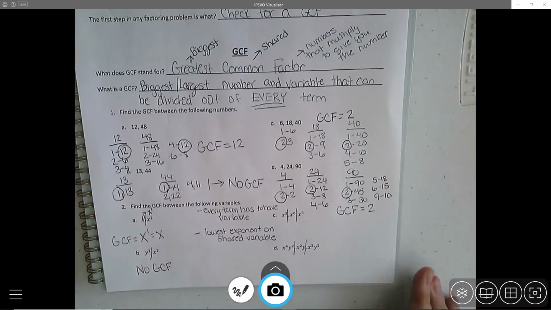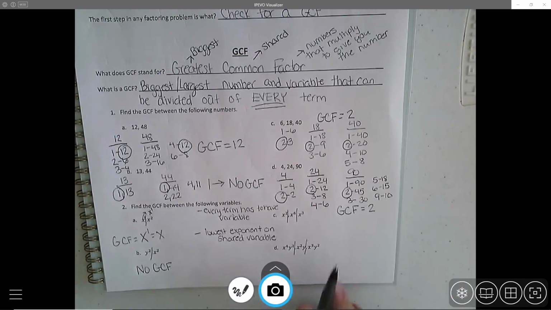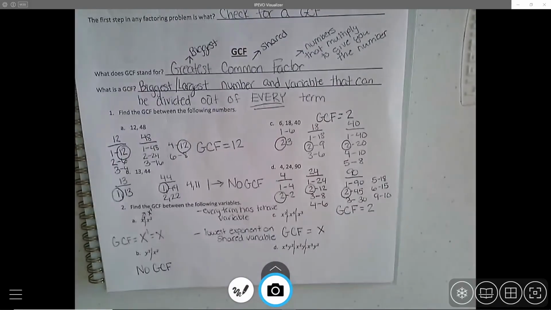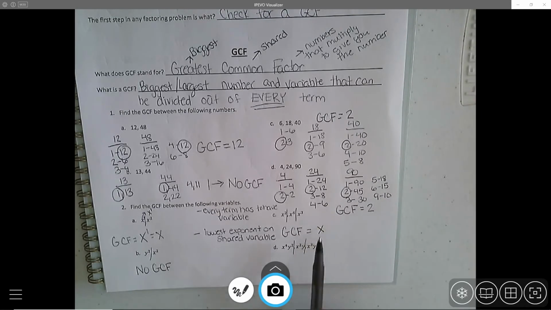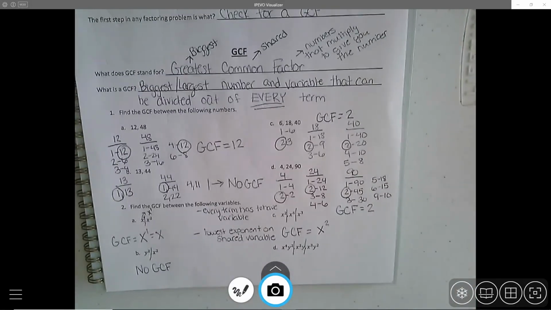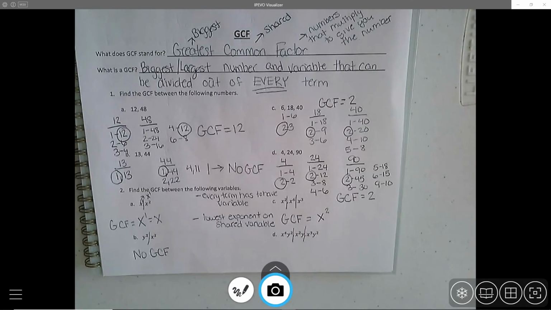Okay, here on C and D, these are 3 terms. Okay, you're looking for, on these 3 terms, do they have any variables or letters in common? And here on C, all of them have an x. So I know that it's going to have to do something with x. Now, once you've identified what the shared variables are, ask yourself, what is the lowest exponent on that shared variable? My lowest exponent on any of the x's listed above is 2. So x squared, or x to the power of 2, is going to be my GCF. Okay, looking here at D.